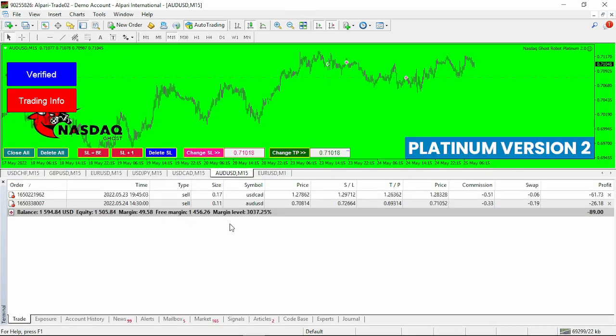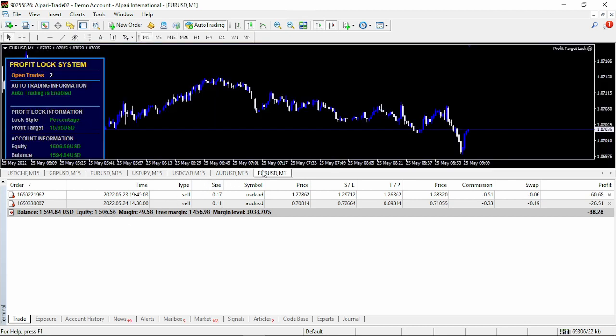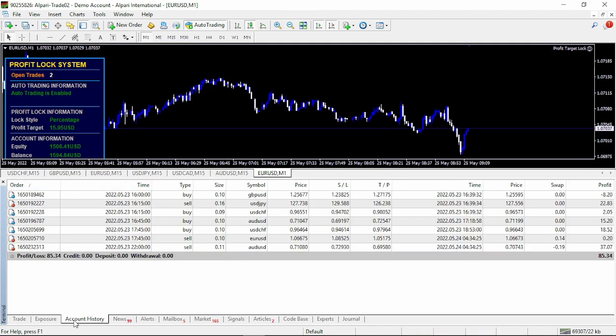You can see we're currently in a loss of 89 USD, and we're currently at an equity of 1,056. But that doesn't really matter, as long as we're going to end up in profit. We're trying to hold out those losses for the long run. You can see we have our profit lock here. So let me just go to the account history and show you guys this.